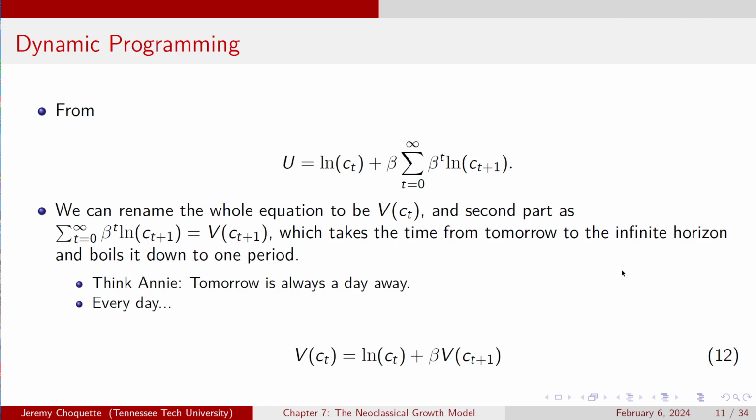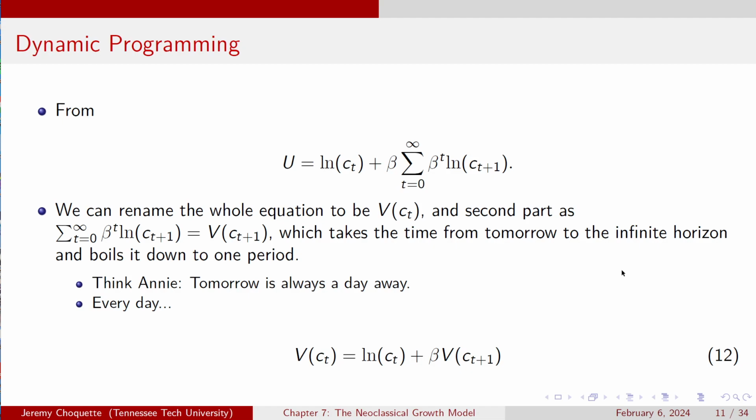So what it's doing is it's taking that time from tomorrow to the infinite horizon, and it's just going, well, just think of it as one period. If you remember the musical Annie, she's singing that song, Tomorrow's Always a Day Away. Think of it that way, right? Tomorrow's always going to be a day away.